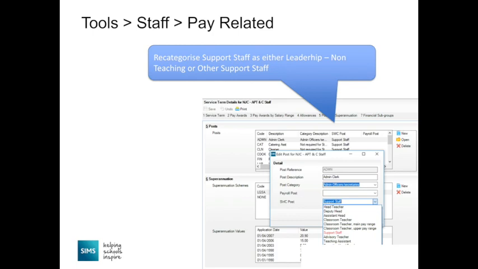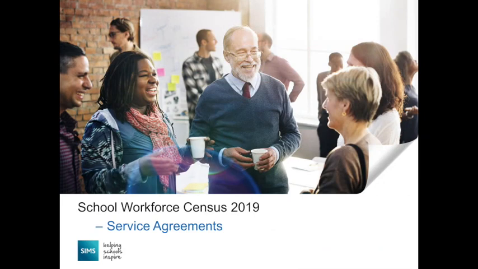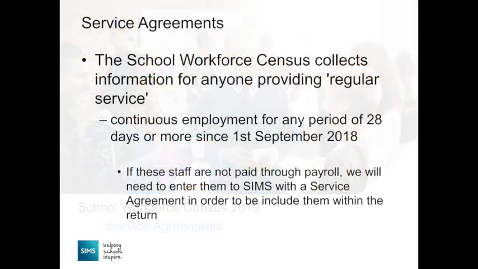Service agreements. Right, so the school will employ staff who are not paid directly through their payroll, through a contractual arrangement directly with the school. As we've said earlier, the school workforce census collects information for anyone providing regular service, part-time or full-time, service delivered over a 28-day period or more since the 1st of September 2018. Right? If they're not paid directly through your contract system, then you will need to record them as employed under a service agreement in order to include them within the return.